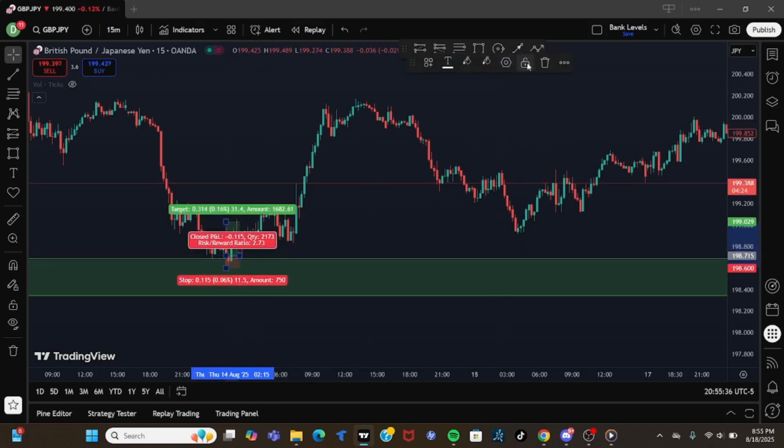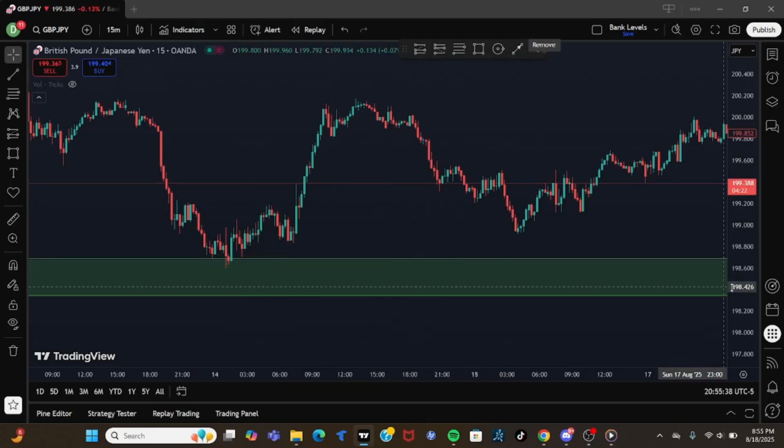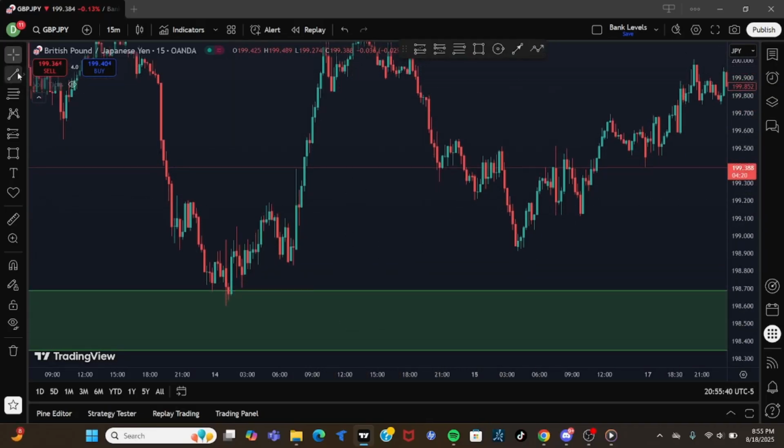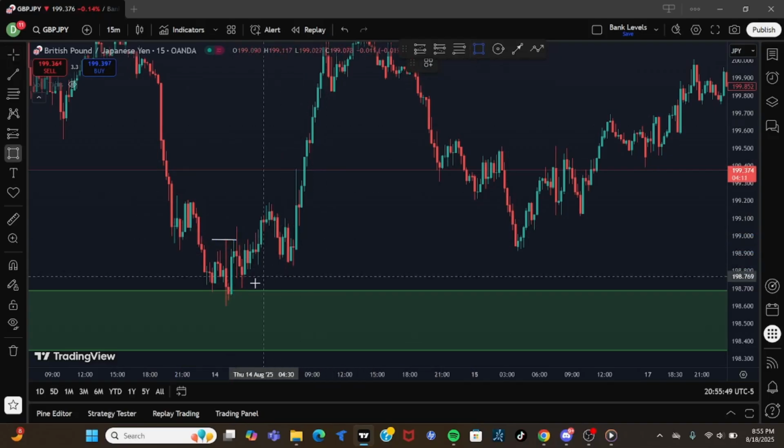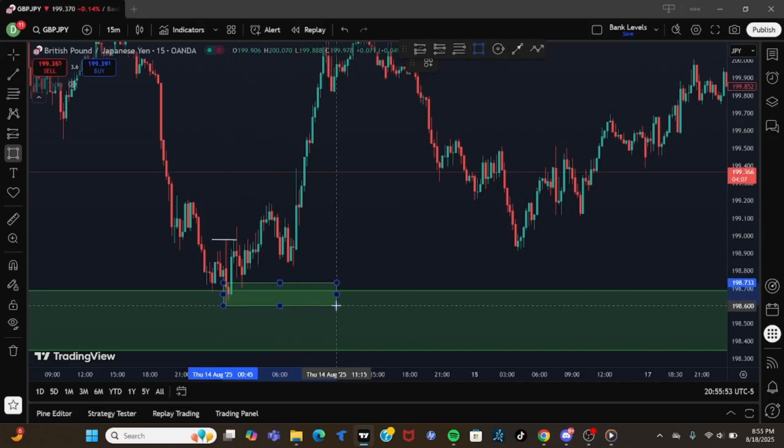So I waited for some type of structure break. We broke this high right here, and I would have been looking for a retracement coming back into this demand zone. See what I tell y'all: supply and demand is on every time frame, and you want to trade along with it.